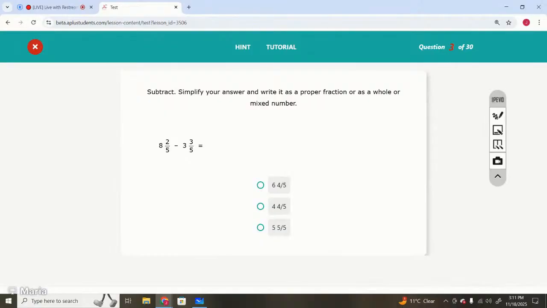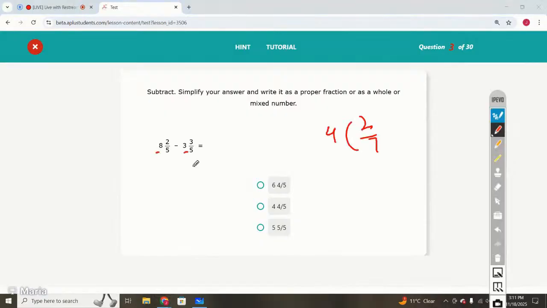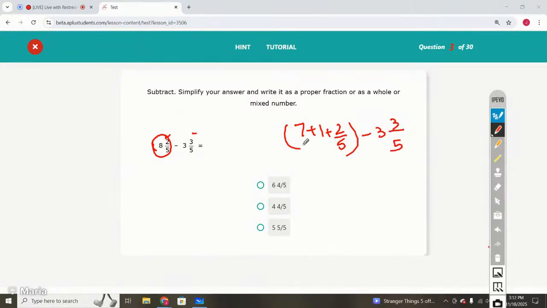8 whole 2 by 5 minus 3 whole 3 by 5. So just look at their numerators. Here you have 2 and here you have 3. You cannot subtract the greater number from the smaller one. So let's just break down this fraction. So we can write 8 as 7 plus 1, right? So 1 you can write as 5 by 5. Why do we break this down? Just to make this numerator greater than the other fraction's numerator.